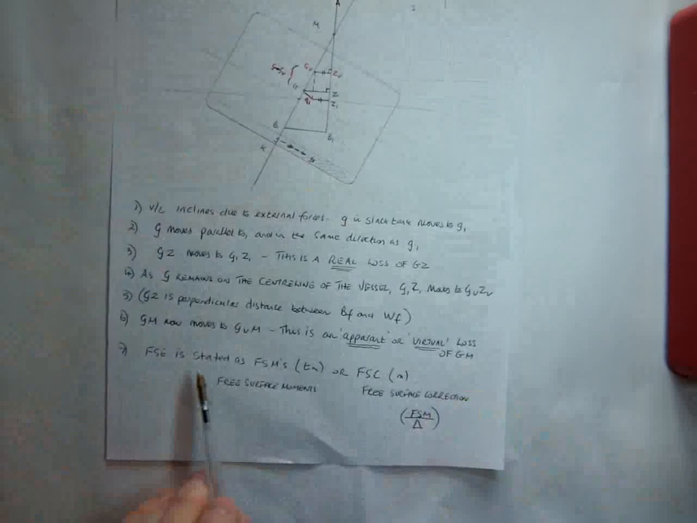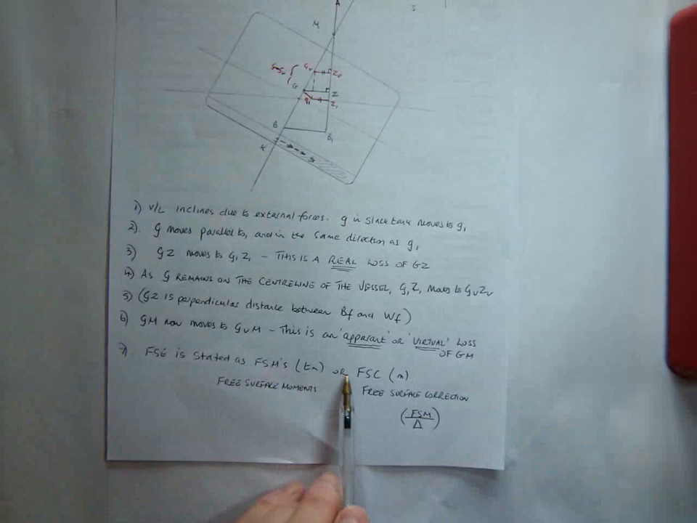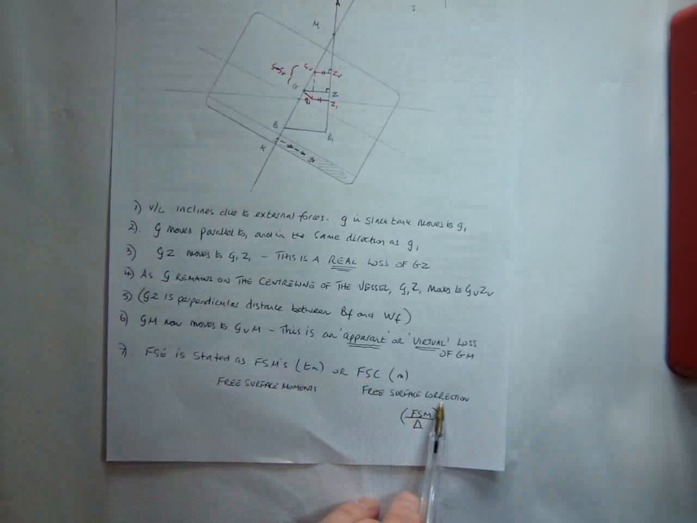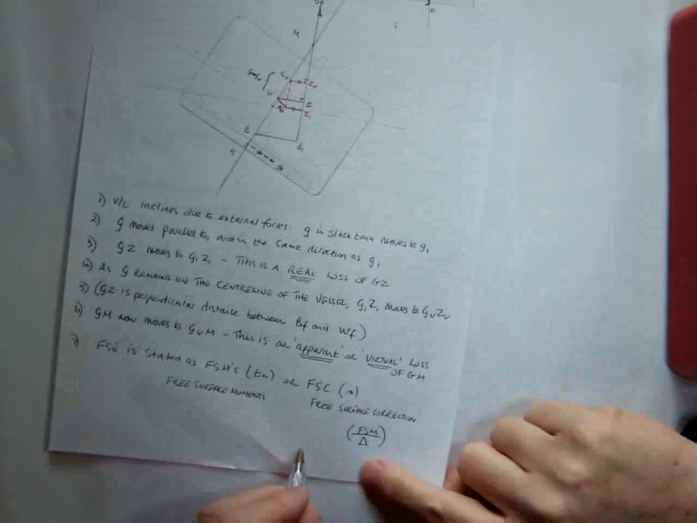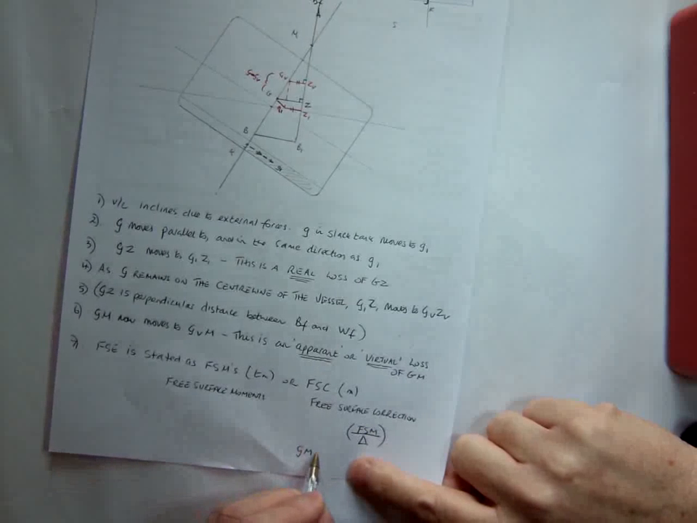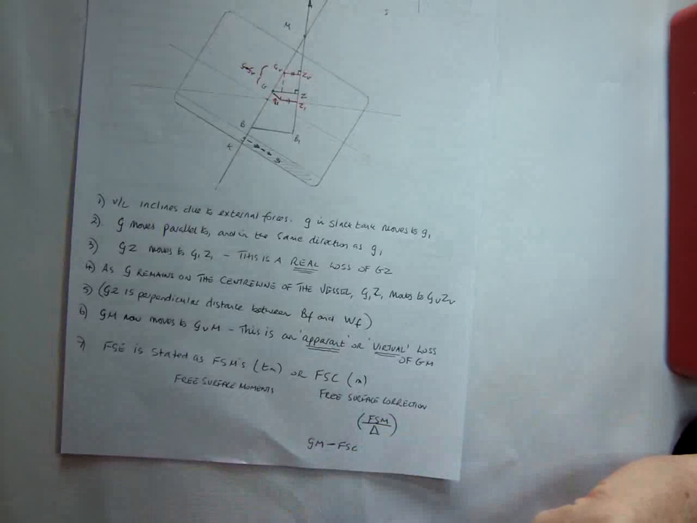Free surface effect can be stated as FSMs, or free surface moments, in tonne-metres, or FSC, which is free surface correction, in metres. Simply, FSC would be these moments divided by the displacement of the vessel, which will give you the free surface correction. When you're applying the free surface correction, you must always subtract it from your GM, because it's reducing that amount.